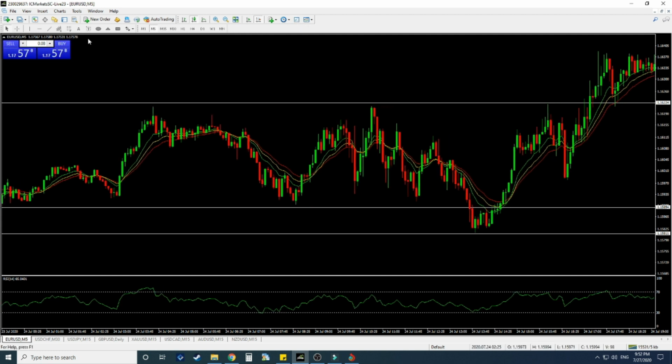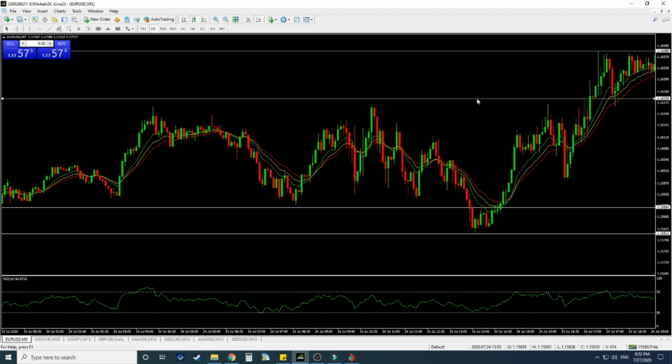So we place here. 1, 2, 3, 4, 5. This is the first candle. 1, 2, 3, 4, 5. This is the highest. This is the lowest. The first candle is the lowest. I'll take this.